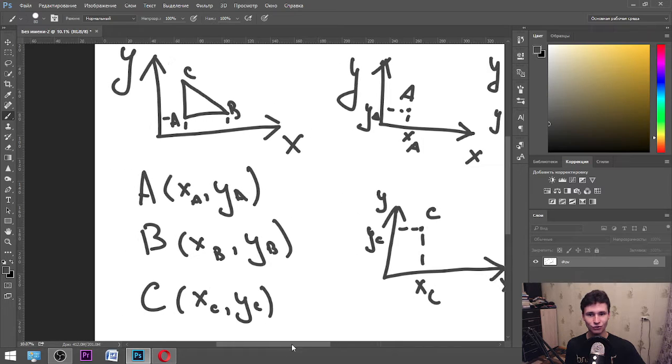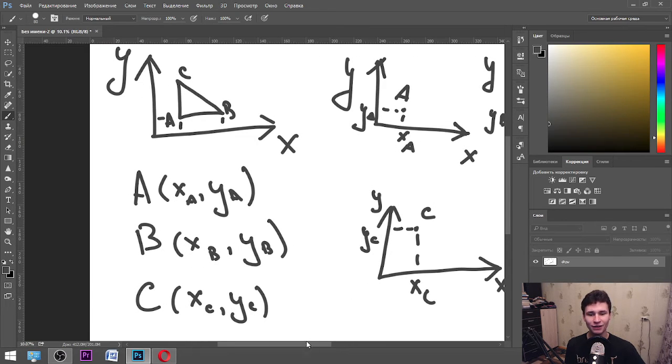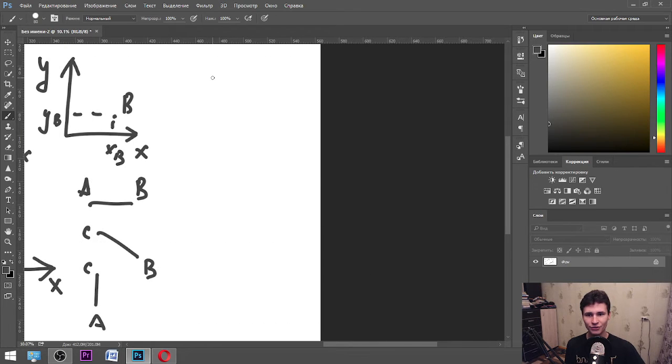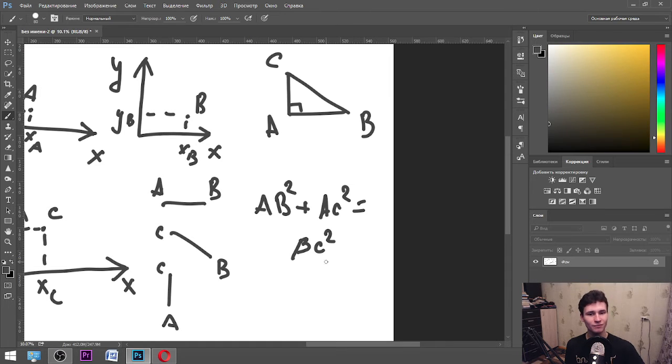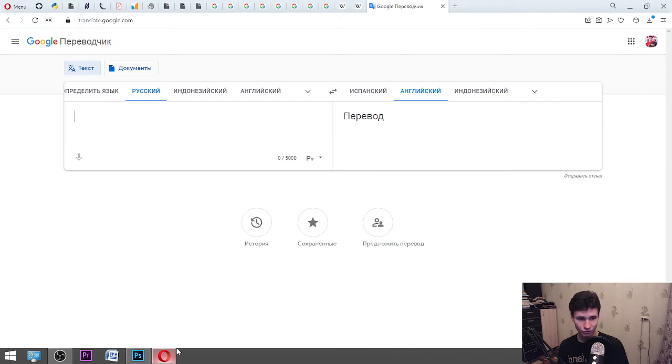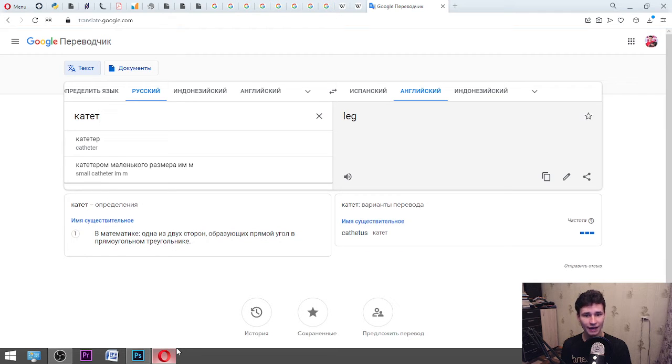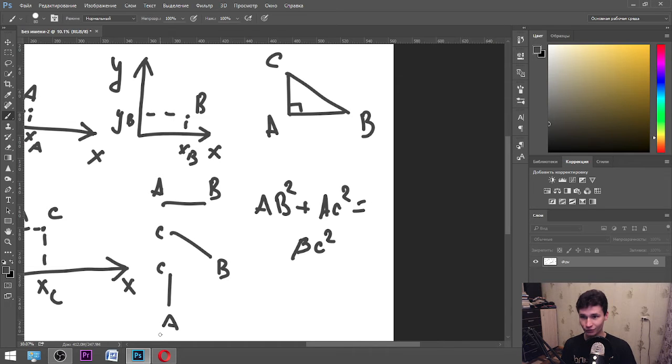It is amazing that we can draw this, and also we can find the Pythagorean theorem here, because this triangle has a right angle here. The Pythagorean theorem for it will be AB squared plus AC squared equals BC squared. BC is the hypotenuse, and the other sides in Russian we call catet, but in your language, how do you call it? Catet. It is leg, cathetus. Yes, cathetus, you use it too, and it is good.